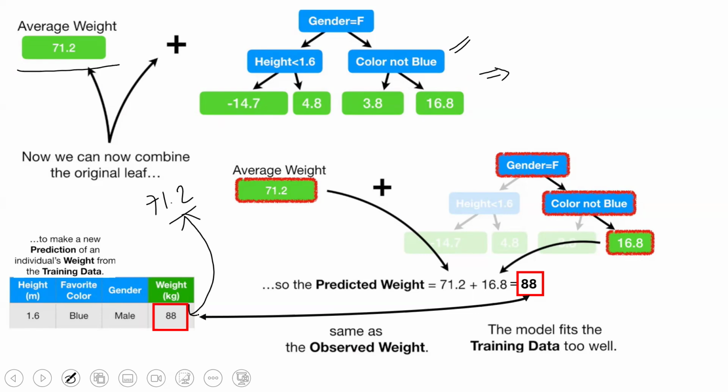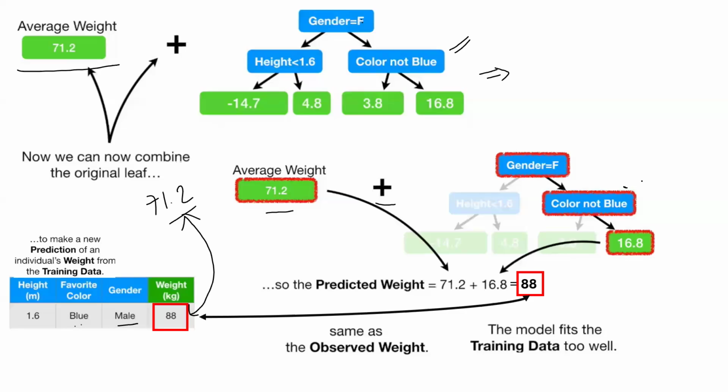If you look at this, for this particular record, the initial weight is 71.2, plus gender is female. It's false, so it comes here. And is the color not blue? That is false, right? So the color is blue, so the value of this is 16.8. Now 71.2 is from the first leaf node, and 16.8 is the value given by the second tree that we have constructed using the residuals. So the total predicted weight came to be 88.